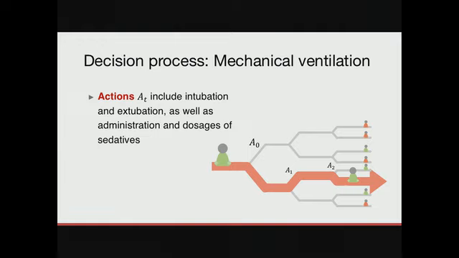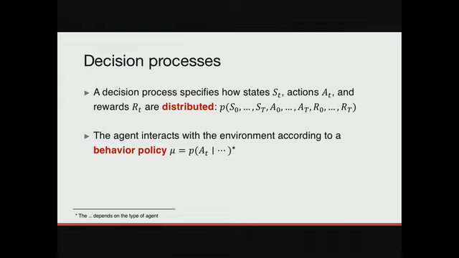So this is, again, an example of a so-called decision process. And essentially, the process is the distribution of these quantities that I've been talking about over time. So we have the states, the actions, and the rewards. They all traverse, or they all evolve over time. And the laws of how that happens is the decision process.